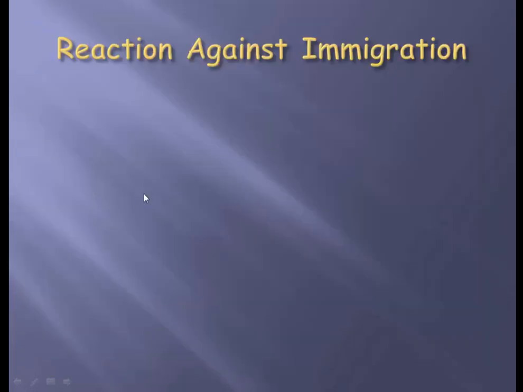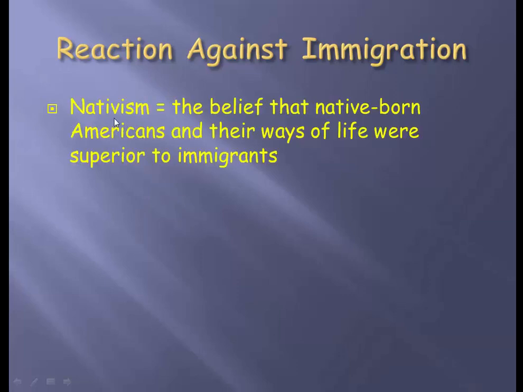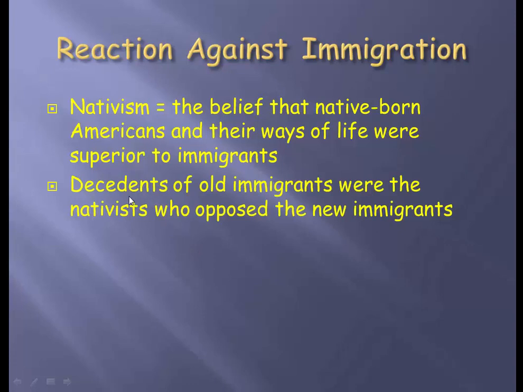The big reaction against immigration is going to come from that group I already mentioned, and that is the nativist, or the idea of nativism. It's the belief that native-born Americans and their ways of life were bigger, superior, better than any of these new groups coming in. So if you're a nativist, you don't like immigrants, right? Descendants of old immigrants were the nativists who opposed the new immigrants. It's kind of hypocritical because America was good enough for their grandparents and maybe their great-grandparents, but now it's not good enough for these new immigrants coming in.